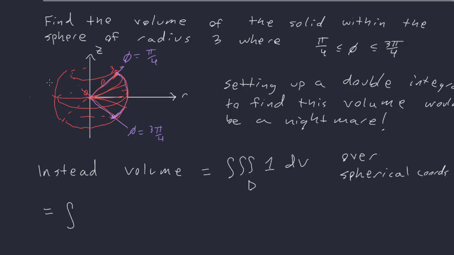All right. So since we're doing a full rotation in theta, that tells us that theta is between 0 and 2 pi. We're actually told what our phi should be between. It's between pi over 4 and 3 pi over 4. And rho, we're talking about radius going from 0 to 3, so that's once again just 0 to 3.